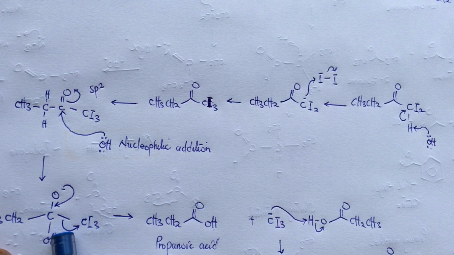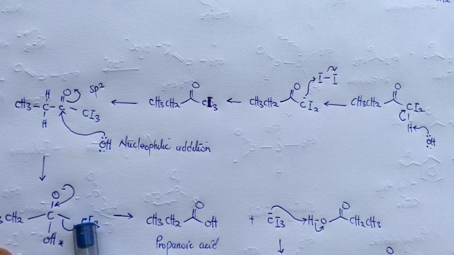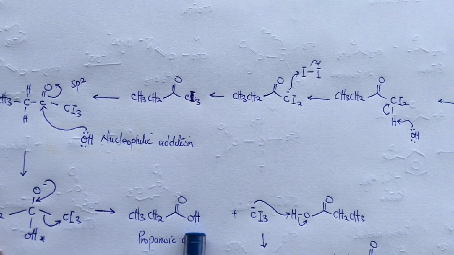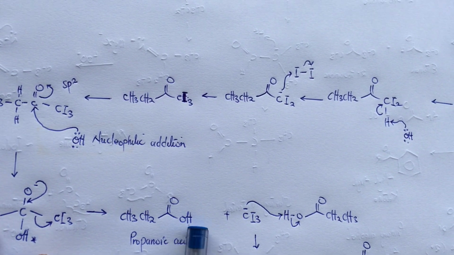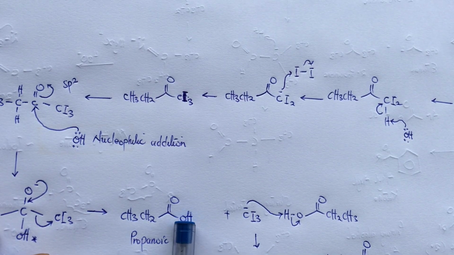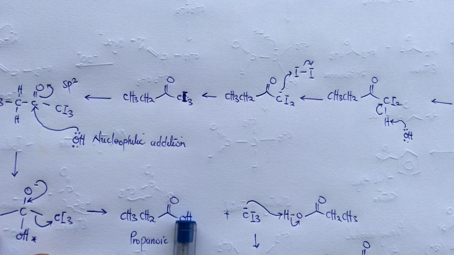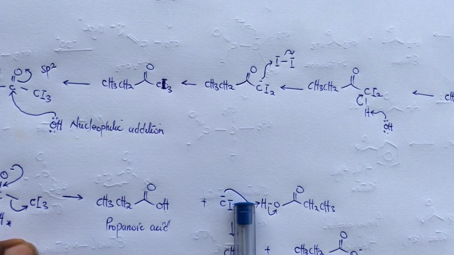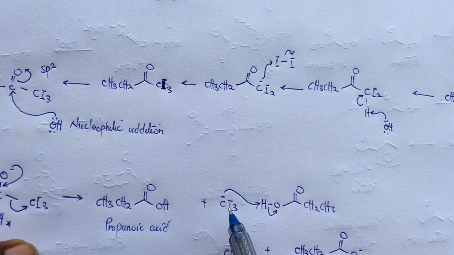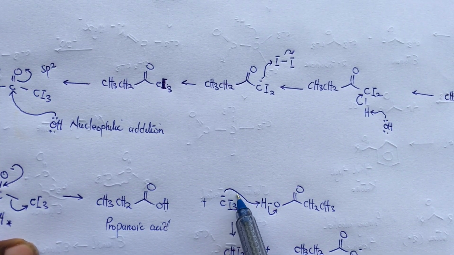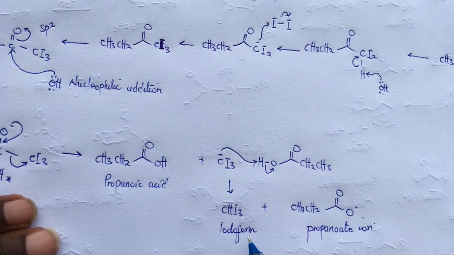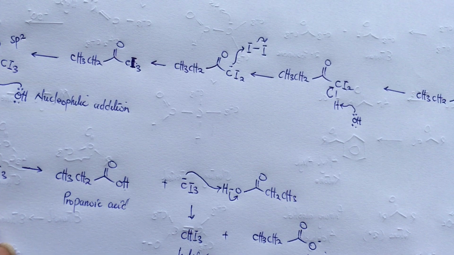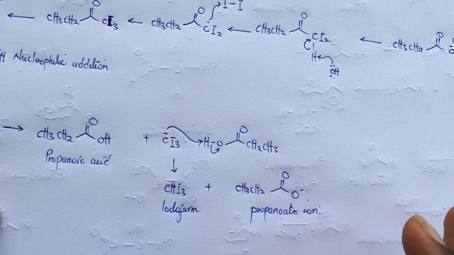Now your iodoform, or this particular CI3, will leave as CI3 minus, and this one will give you your carboxylic acid. Your carboxylic acid has an OH group here. The hydrogen from the OH group can be deprotonated easily. So you are going to have this CI3 with the negative charge on the carbon nucleophilic center. It will then deprotonate this hydrogen to give you your iodoform, and now this becomes your propanoate ion, or your carboxylate. So that brings us to the end of the iodoform reaction.